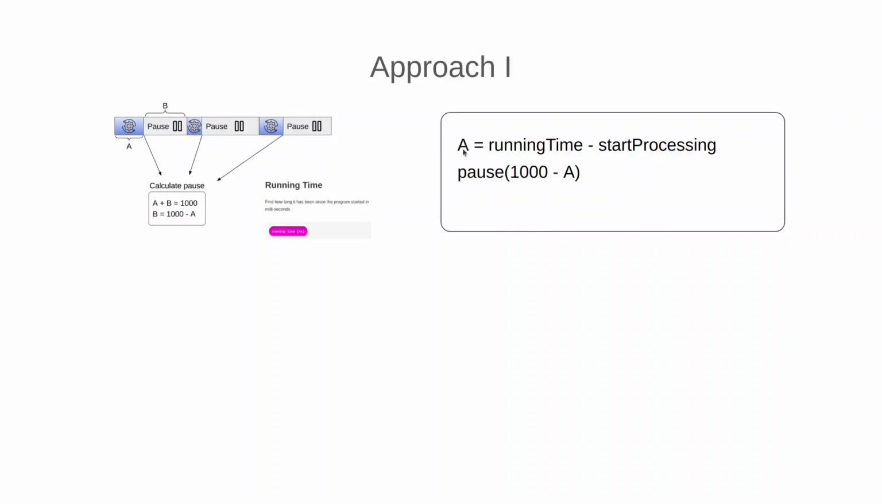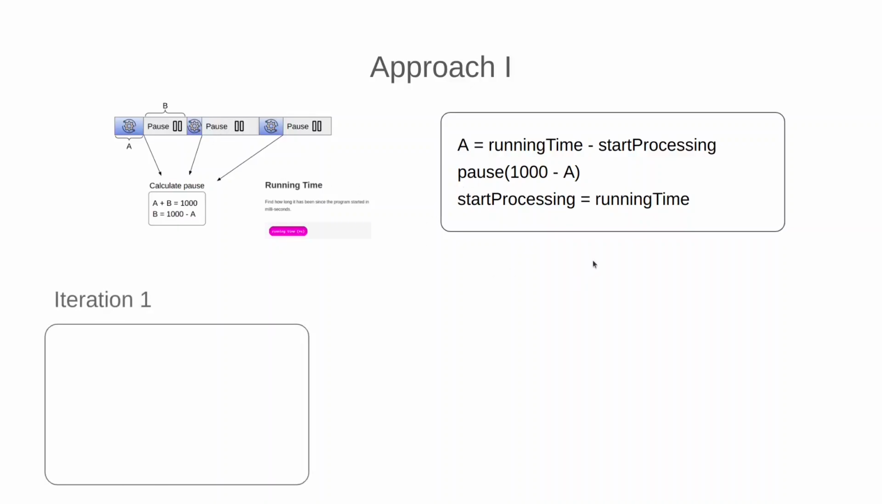So once we calculate A, we pause for 1000 minus A, and then we set the start processing time to whatever this block gives us back. And when we come back to this point again, we know that current running time minus the start processing time that we remembered is the processing time. And then we need to adjust the pause for the next one.